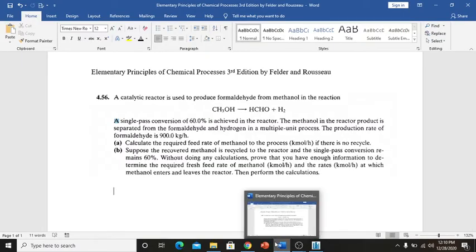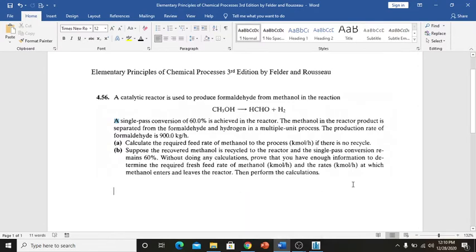Good day, and today we will be simulating this problem with chemical reaction from the textbook Elementary Principles of Chemical Processes, 3rd edition by Felder and Rousseau. This problem can be found in chapter 4 of the book. The problem is a catalytic reactor is used to produce formaldehyde from methanol and the reaction shown below.